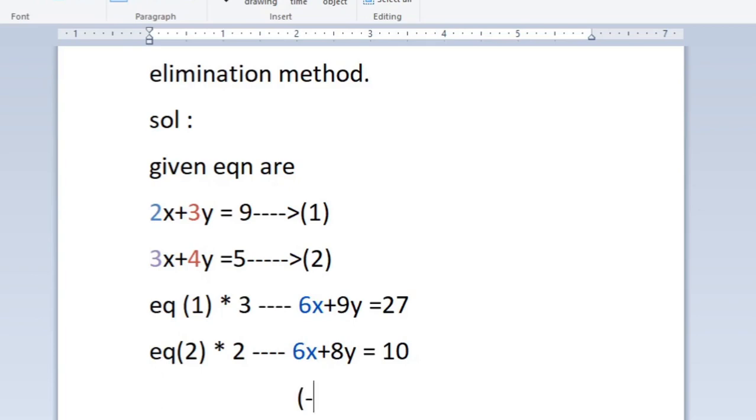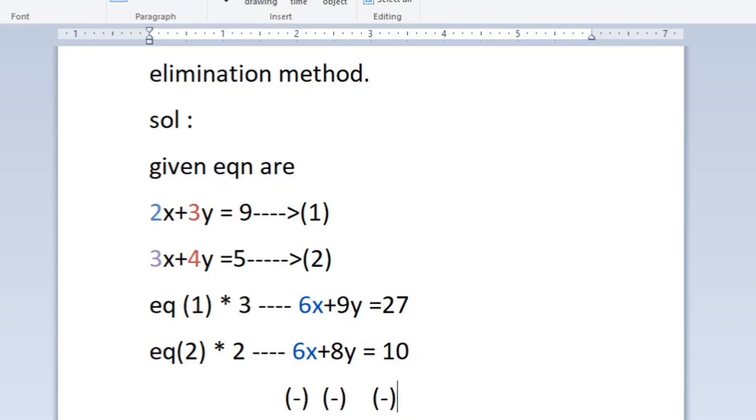So while subtracting, you have to change the signs of the second equation. Here we have plus, this plus becomes minus. Next, come to the second term. Here the sign is plus. This plus becomes minus. Now come to here. Here the sign is plus. It becomes minus. If there is no sign, you can consider as plus.